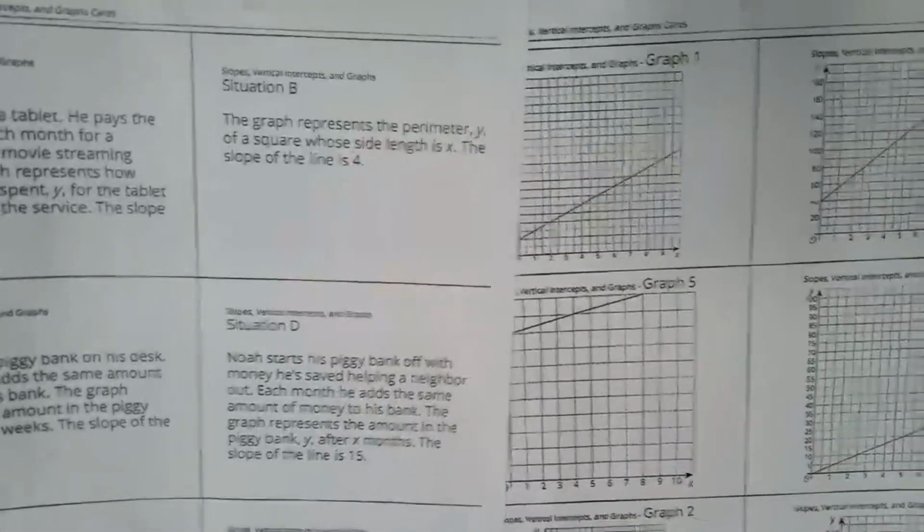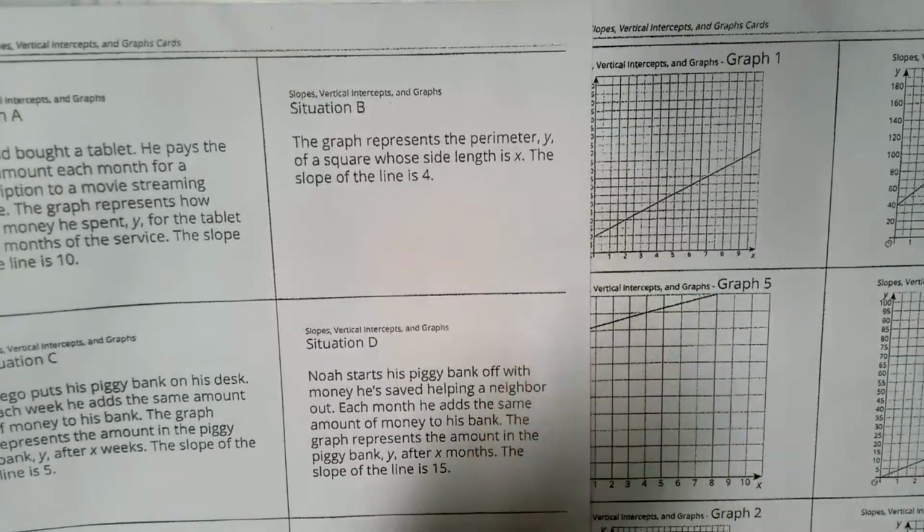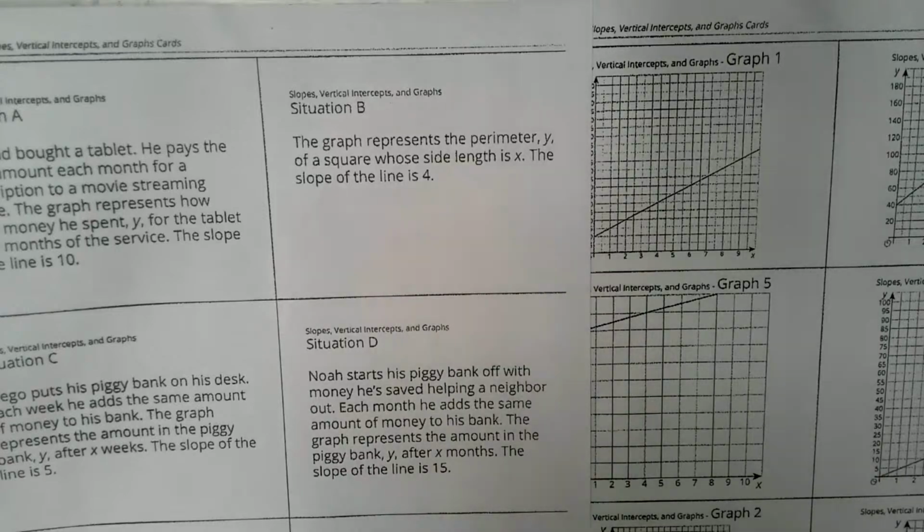Okay, so 6.3. We have 6 situations and 6 graphs. So we're going to be matching a situation to a graph. Okay, that's what we're going to do here. And then we're also going to be writing an equation for each situation.